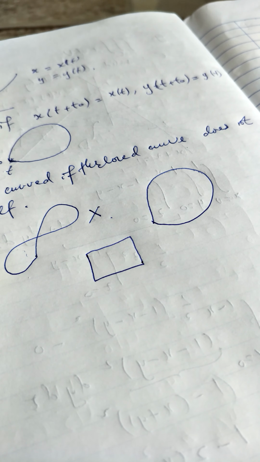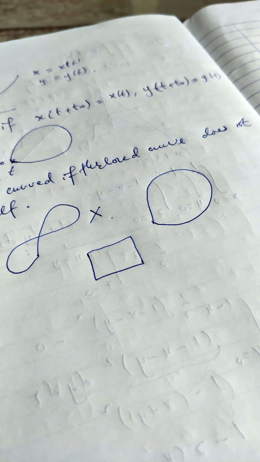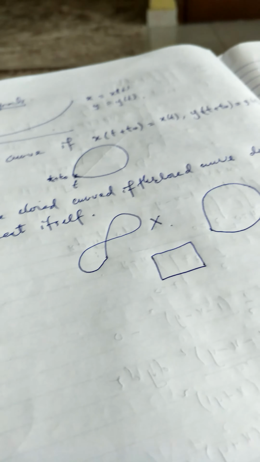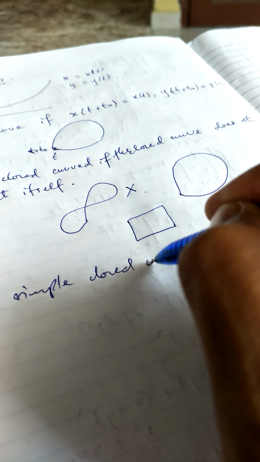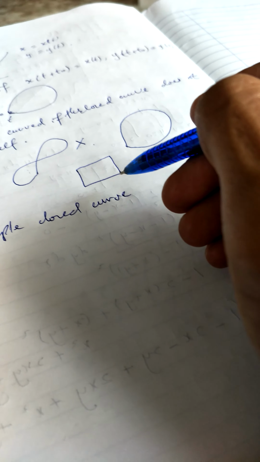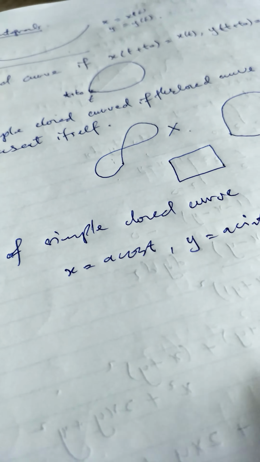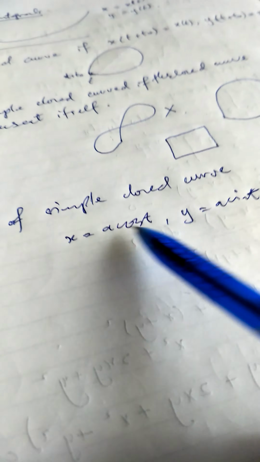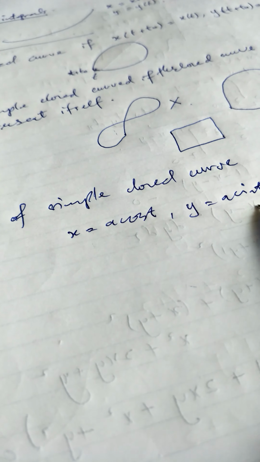Example of a simple closed curve: we may have x equal to a cos t, y equal to a sin t. This is a circle of radius a.